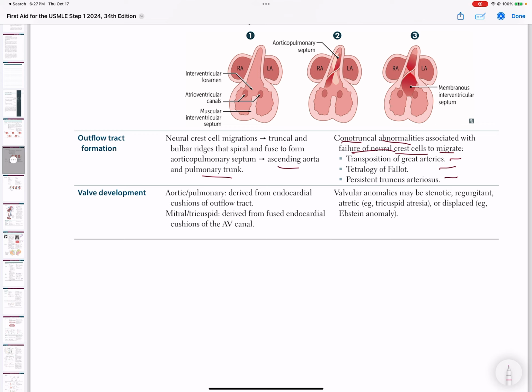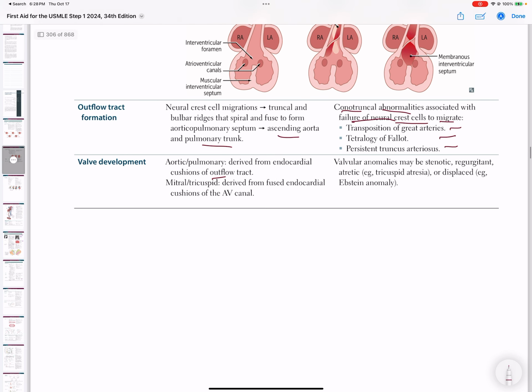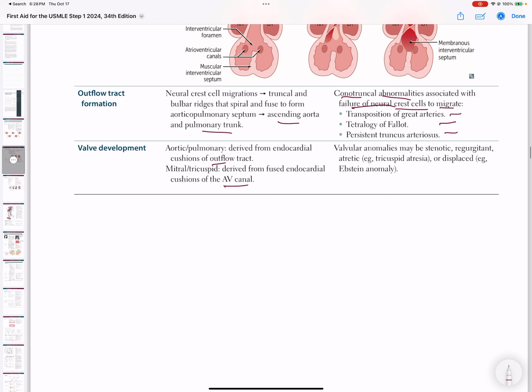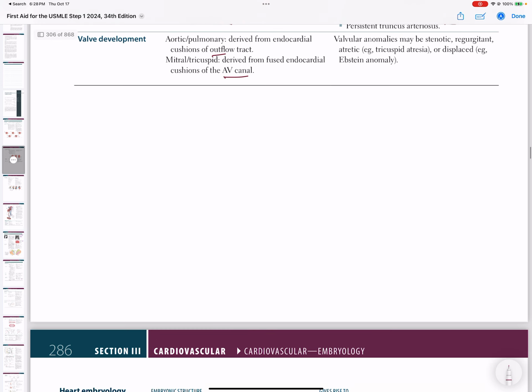Valve development. All the valves are usually from the endocardial cushions. So aortic and pulmonary valves come from the endocardial cushion of the outflow tract, and then mitral and tricuspid from the fused endocardial cushion of the AV canal. Next we have valvular anomalies, which can affect all four valves: stenotic, regurgitant, atretic, or displaced. Displaced is the Epstein's anomaly.